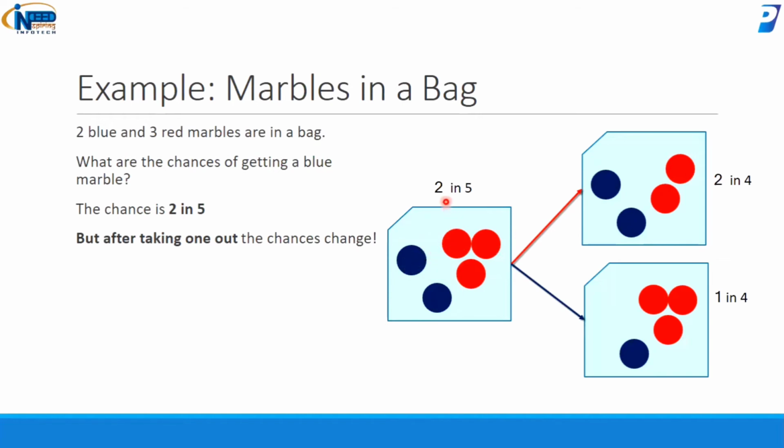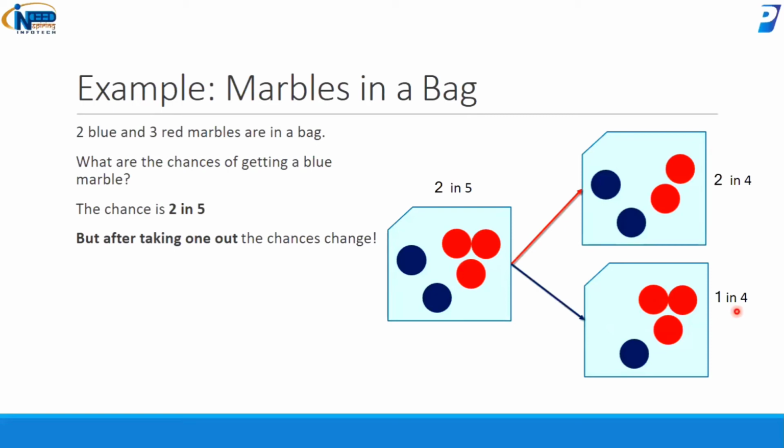Now, if you pick up a ball, what will happen next time? You have picked up a ball, so there are two cases. Either it will be a red ball or it will be a blue ball. So in case one, a red ball was picked. Now what is the probability of getting a blue ball? It became 2 by 4. In the second case, when a blue ball was picked up, what is the probability of getting a blue ball? 1 by 4.